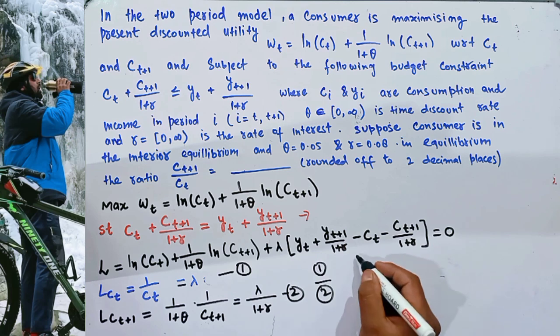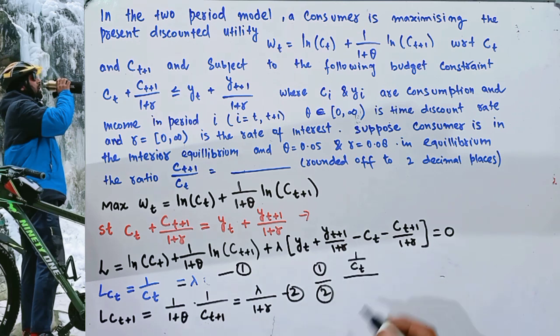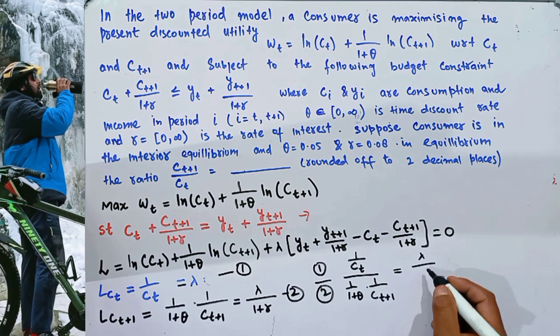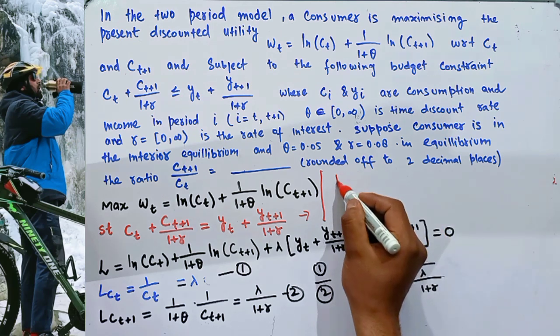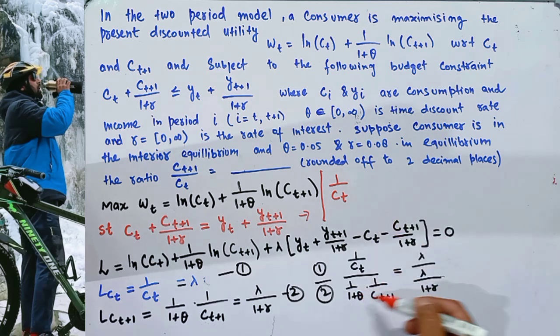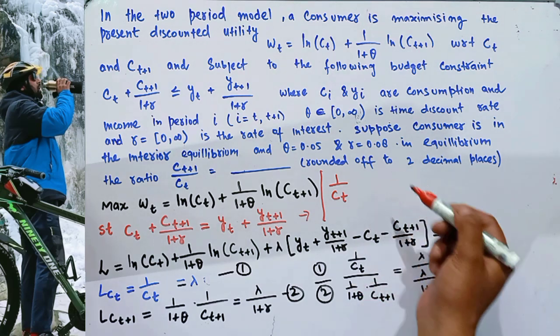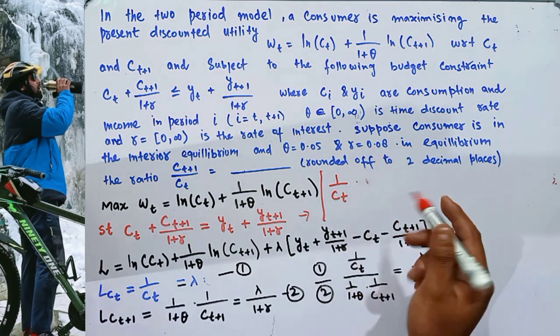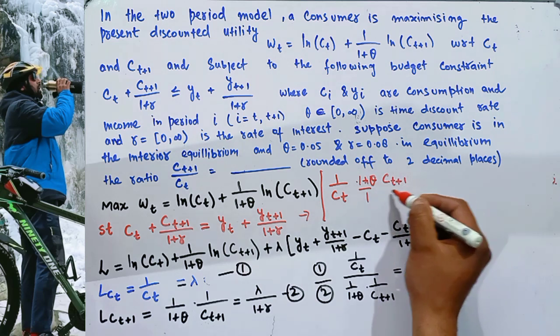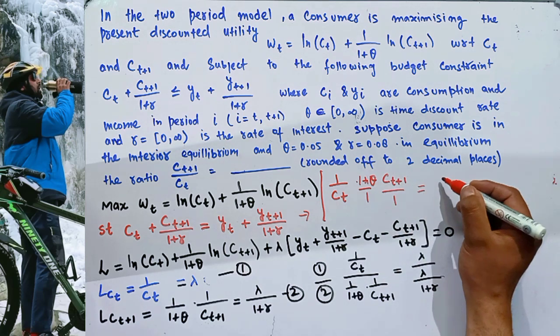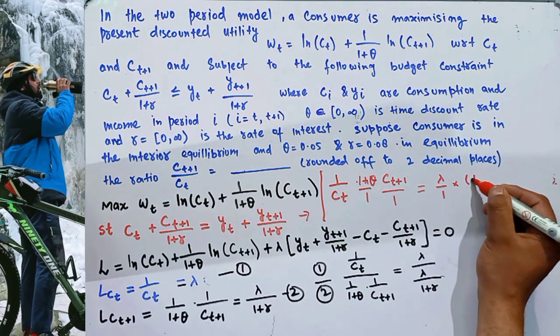So we have 1 upon ct divided by 1 upon 1 plus theta times 1 divided by ct plus 1, which should be equal to lambda divided by 1 plus r. If we solve it, here we will get 1 divided by ct. If I transpose it to the numerator, it will get reciprocated and multiplied, so it will become 1 plus theta divided by 1, and this will become ct plus 1 divided by 1, should be equal to, similarly here, lambda divided by 1 into 1 plus r.